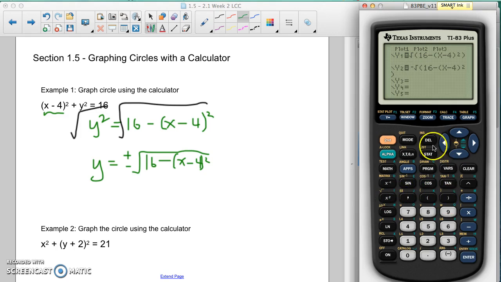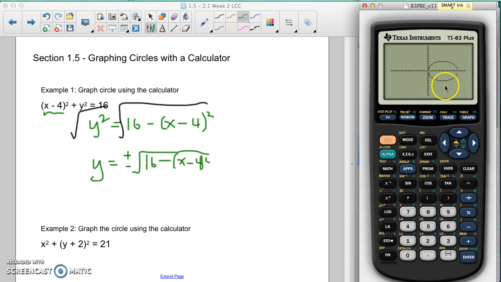Okay, so usually when I start this off, I use the standard window, which was Zoom 6. That gives me a standard viewing rectangle. Now this top half of this graph is the positive square root, and this bottom half is the negative. That's how we get the whole circle.